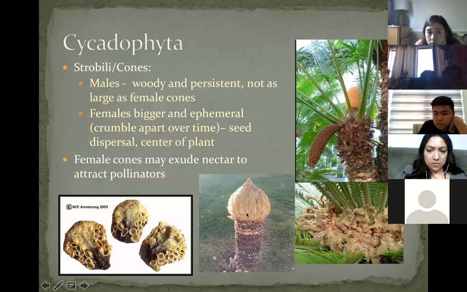Now the female cones are bigger and they're ephemeral. What I mean by ephemeral is that eventually they're going to crumble apart over time. The reason they crumble apart is so that they can disperse their seeds, which are typically in the center of the plant. So this is what a female cone looks like for a cycad. You can see that it's much bigger compared to the male cone, but the female cones right here are going to break apart eventually so that they can disperse their really colorful seed, which is right here. Those are the large red circles in the cone. And sometimes the female cones can also exude nectar to attract pollinators, usually some kind of vertebrate animal.